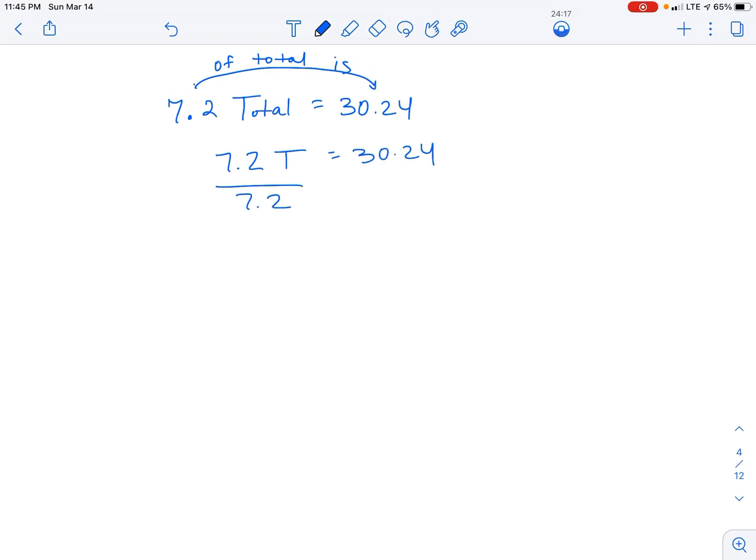And you know what to do from here. You can have your calculator handy. You can divide that out. The total is going to be 4.2. That was the total.